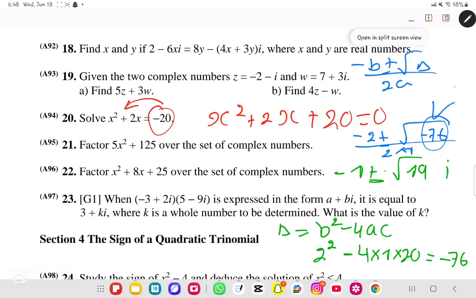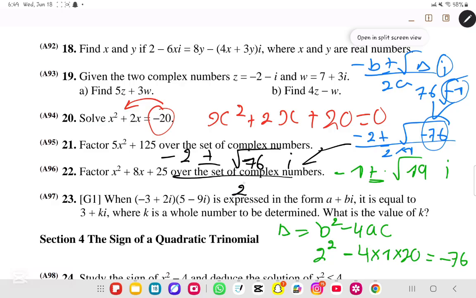So minus 76, you can separate it into what? Into 76 and minus 1. And we know that radical minus 1 is what? Radical minus 1 is i. So you can substitute it with i. So very simply, it will be what? It will be minus 2 plus or minus radical 76 i over 2.